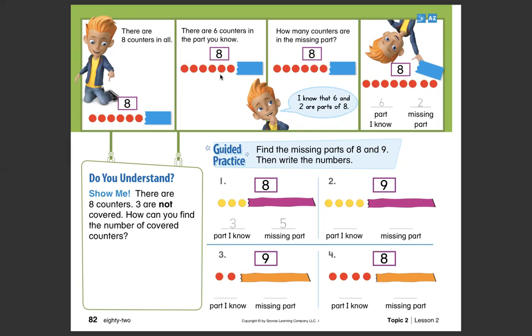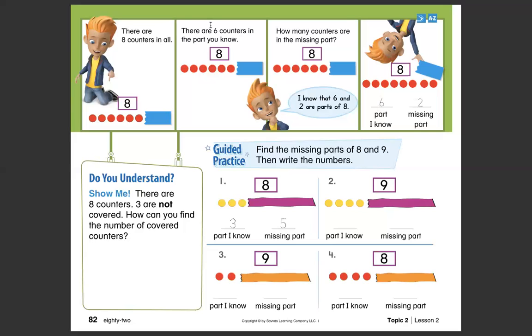6 plus what number equals 8? Well, let's start with 6. Let's see how many times we have to count to get to 8. 6, 7, 8. 2. We are missing 2. So the part that we are missing is 2. Is that correct? Yep. They showed us the 2 dots that are covered. So at the top, they have the box, which explains how many we have in all. We have 8 dots in all. We know that there were 6 dots. We know that we were missing 2.